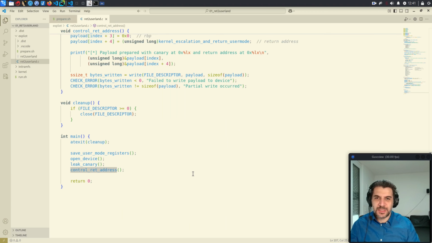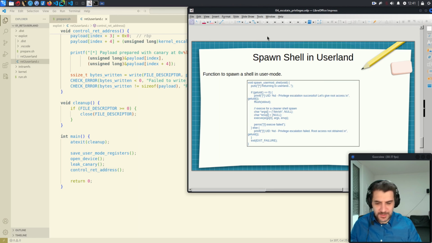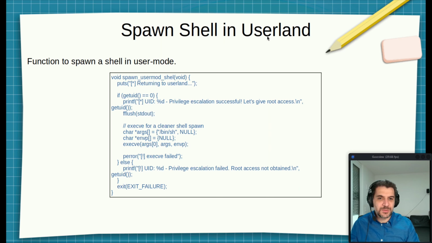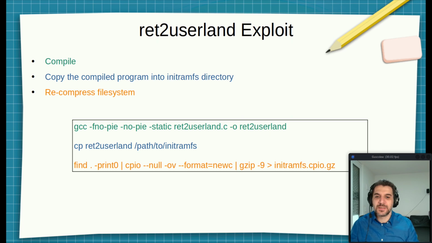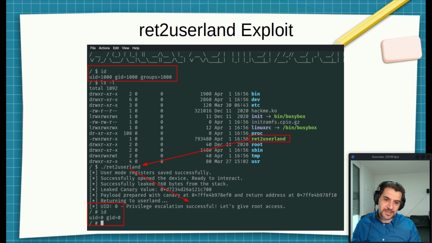So this is the complete exploit. What we need to do now is compile. Maybe we'll go back to the presentation just to show you the final steps. We need to compile it, and then we copy the compiled program to where the init RAM file system is, and then we need to recompress. You remember, I think in the first video, when we said once we get our exploit, then we need to recompress the file system in order to bring our exploit inside the emulator. So we need to do that, and at the end we should get root access. Let's see that in action.